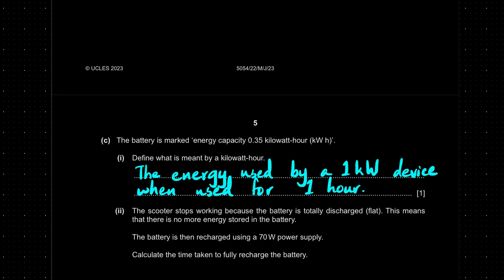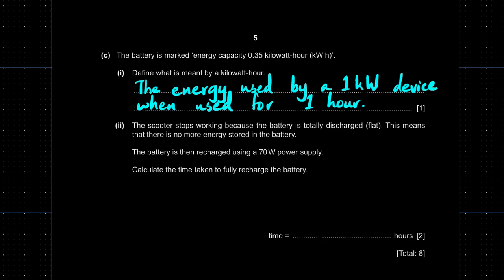The next part, the scooter stops working because the battery is totally discharged. This means that there is no more energy stored in the battery. The battery is then recharged using a 70 watt power supply. Calculate the time taken to fully recharge the battery. So the battery has energy given by this formula, E equals PT. So the energy capacity is 0.35 kilowatt hour, right?